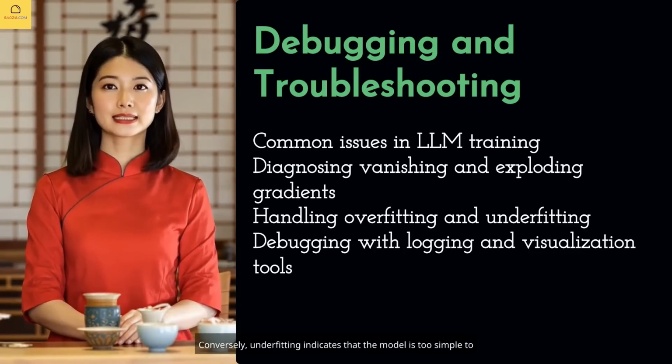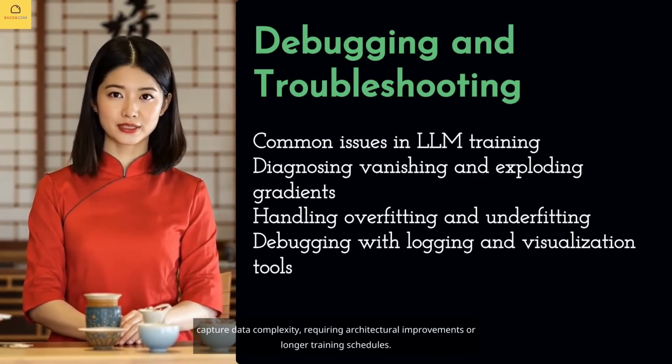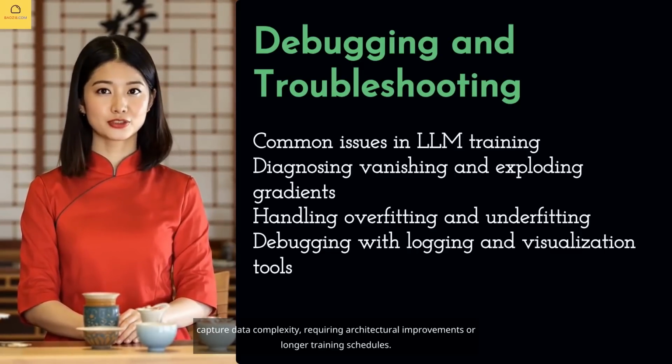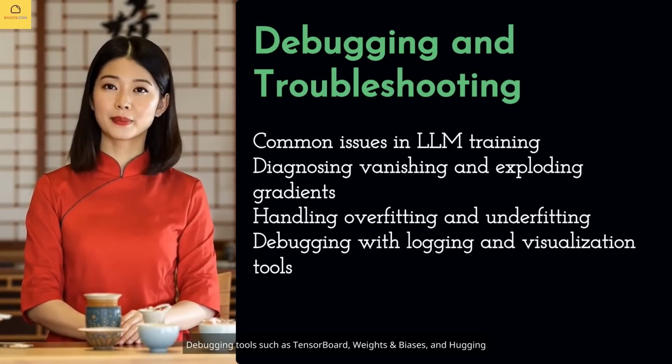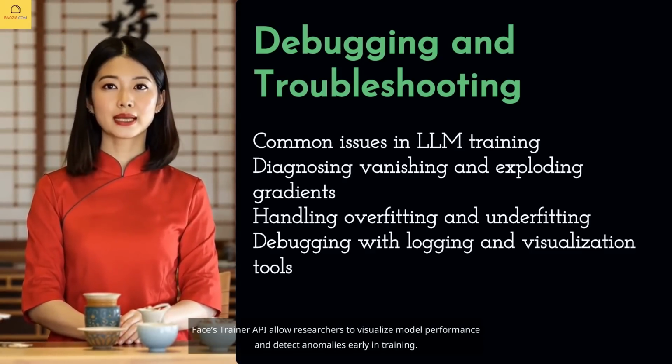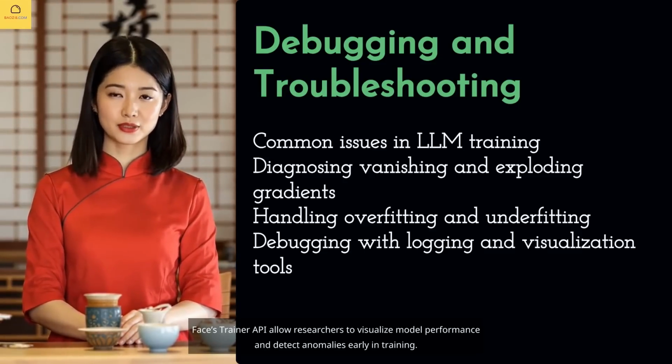Conversely, underfitting indicates that the model is too simple to capture data complexity, requiring architectural improvements or longer training schedules. Debugging tools such as TensorBoard, Weights and Biases, and Hugging Face's Trainer API allow researchers to visualize model performance and detect anomalies early in training.